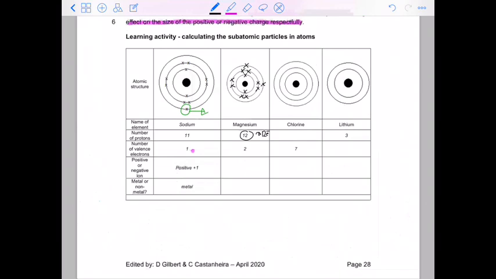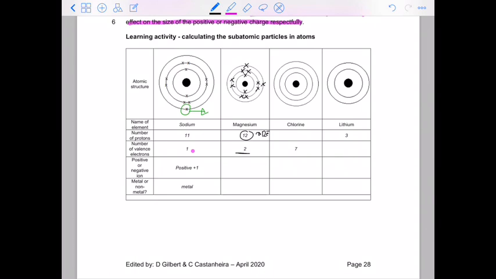So the number of valence electrons we have is 2. So we have those 2 valence electrons. Remember, the valence electrons are the ones in the outer shell. Well done. So because it has 2, 2 is less than 4. It's because it wants to fill it up to 8. So it's easier to lose those 2 than to gain the 6.